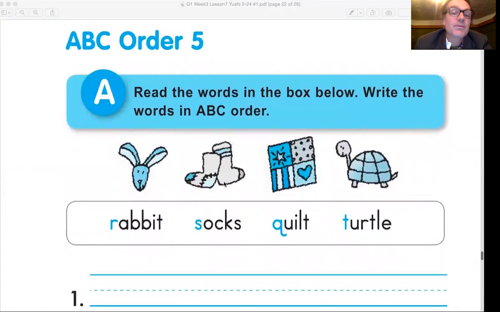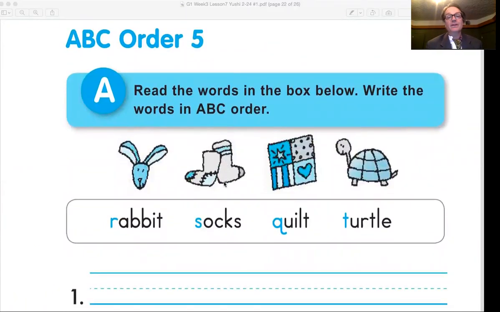ABC order number 5. So we're still talking about alphabetical order, ABC order. Let's say the alphabet. A, B, C, D, E, F, G, H, I, J, K, L, M, N, O, P, Q, R, S, T, U, V, W, X, Y, and Z. Do you know how to say that? Do you hear how I went kind of fast in certain sections? Let me try it one more time.